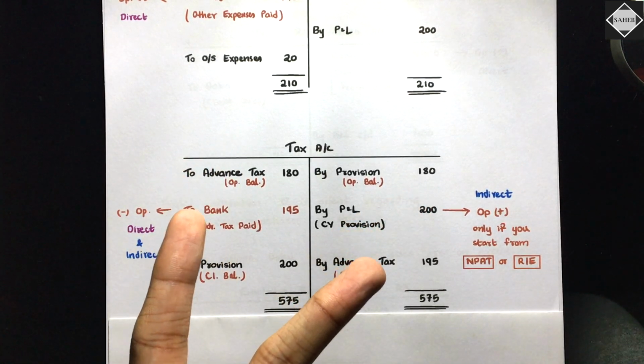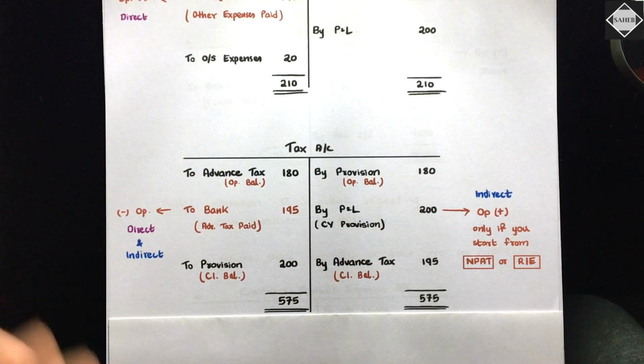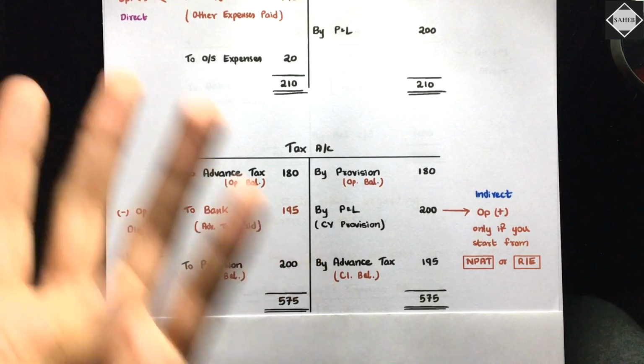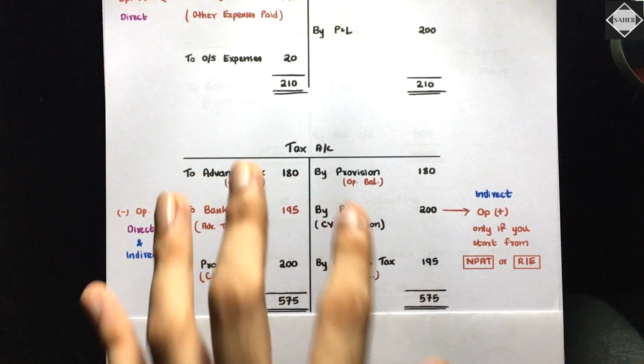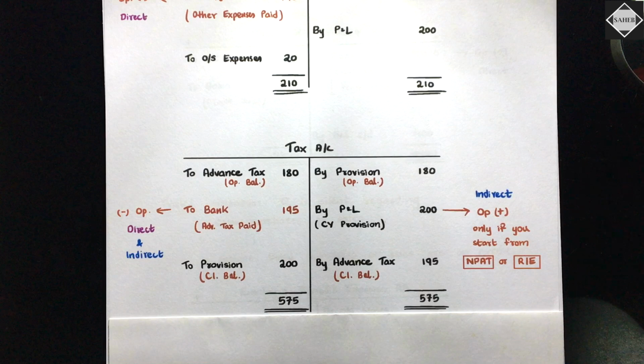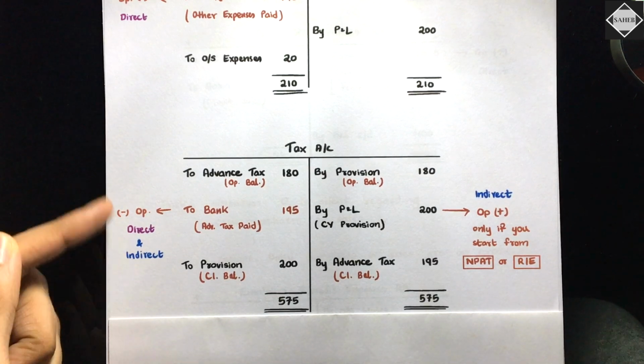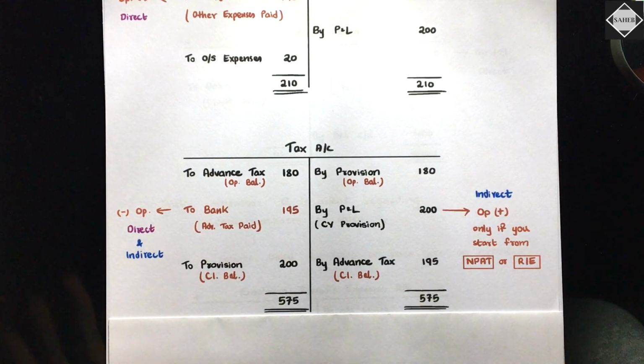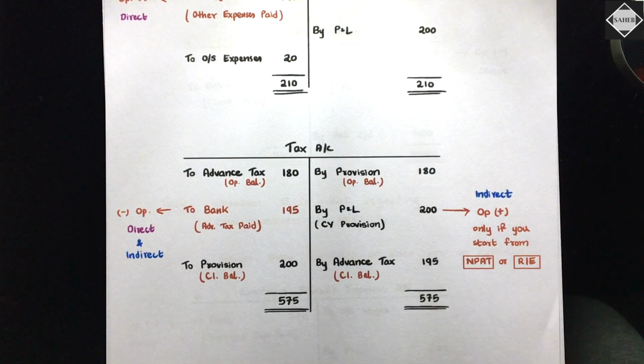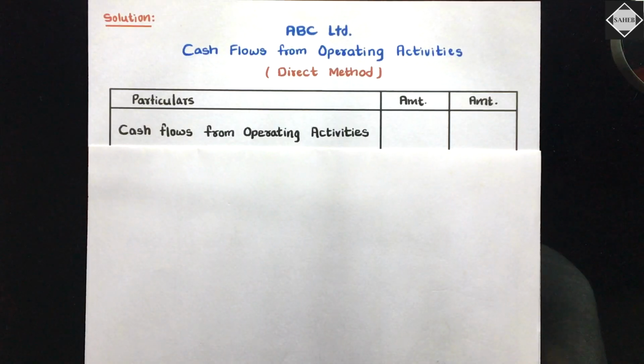Is it clear? All the rest of the ledger accounts we did for what? For the direct method only, but this is for direct as well as for indirect. Do you understand? See here, direct and indirect, we have to just subtract. Simple, that's all. Okay, we are done with all the working notes. Now let's just see the cash flow statement. Okay, now see here, we have the solution.